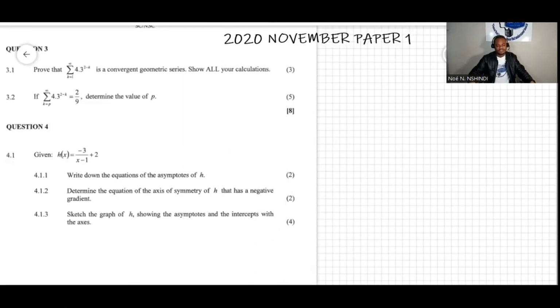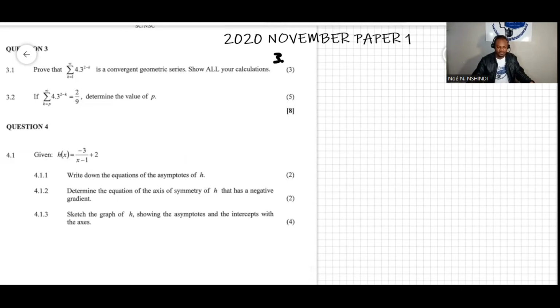Well, we have another question here. The question says: prove that the sum of 4 times 3 to the power of 2 minus k, k starting from 1 to infinity, is a convergent geometric series. Show all your calculations. Okay, let me write the question over here.